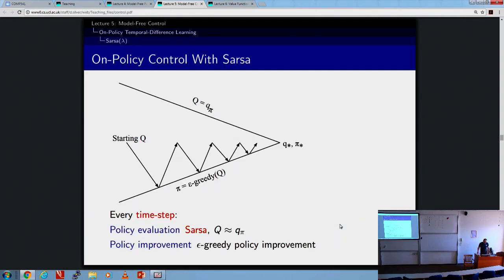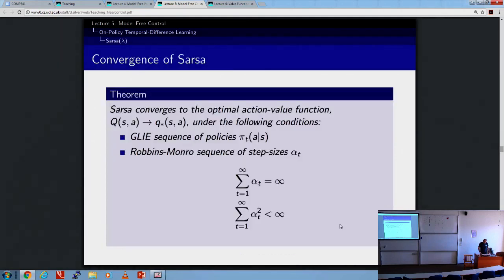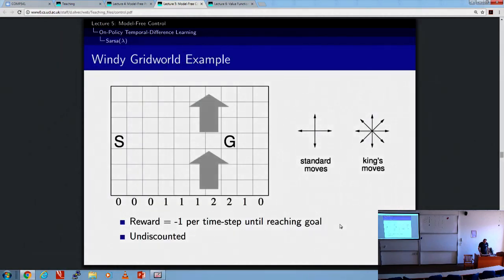So SARSA does the same thing as TD control, as we said. Here's SARSA convergence. Here's an example, SARSA in action. In this little game, we are trying to get from the starting position to the goal position, and there are two variations, one with standard moves, one with king's moves, and the reward is basically -1 per time step, so it's trying to find the shortest path to get from S to G.